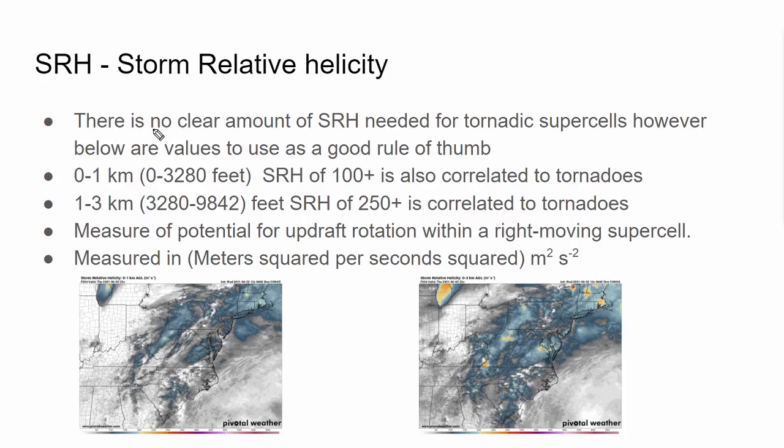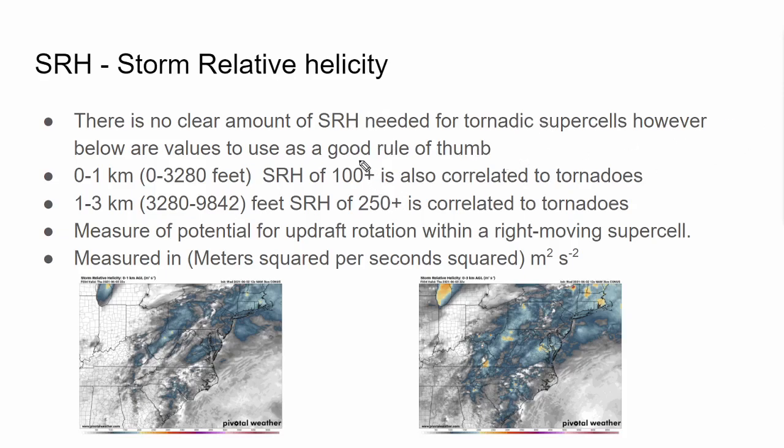Generally, there's not a clear amount of storm relative helicity that you need for tornadic supercells, but I've done some research myself, and what I've seen correlated to past tornadic experiences for your surface to 1 kilometer range, which is 0 feet, otherwise known as your surface level, all the way up to 3,280 feet, is that your storm relative helicity values need to usually be above 100 meters squared per second squared. It is correlated, like I've said, to tornadoes in the past.